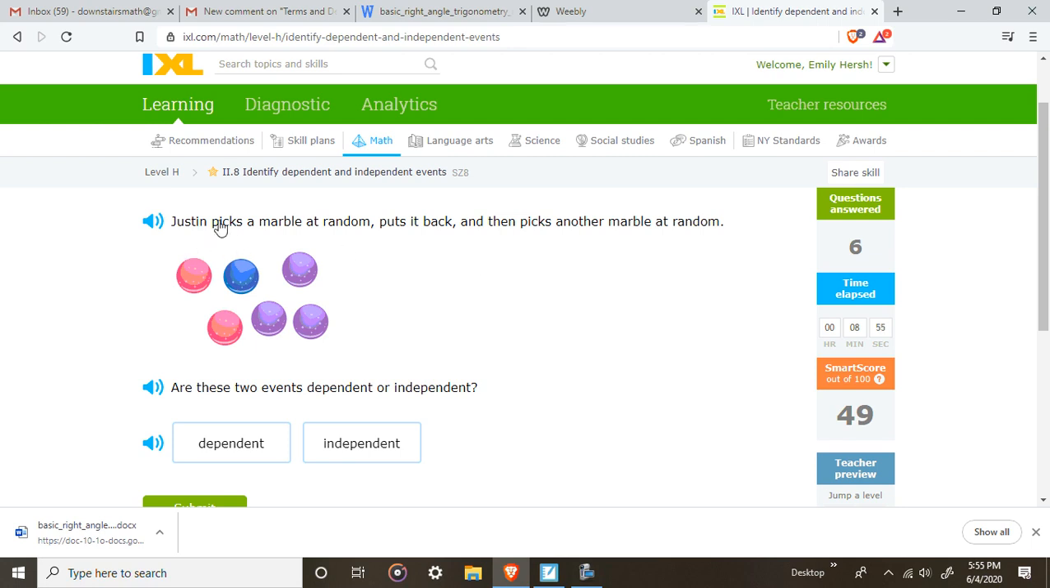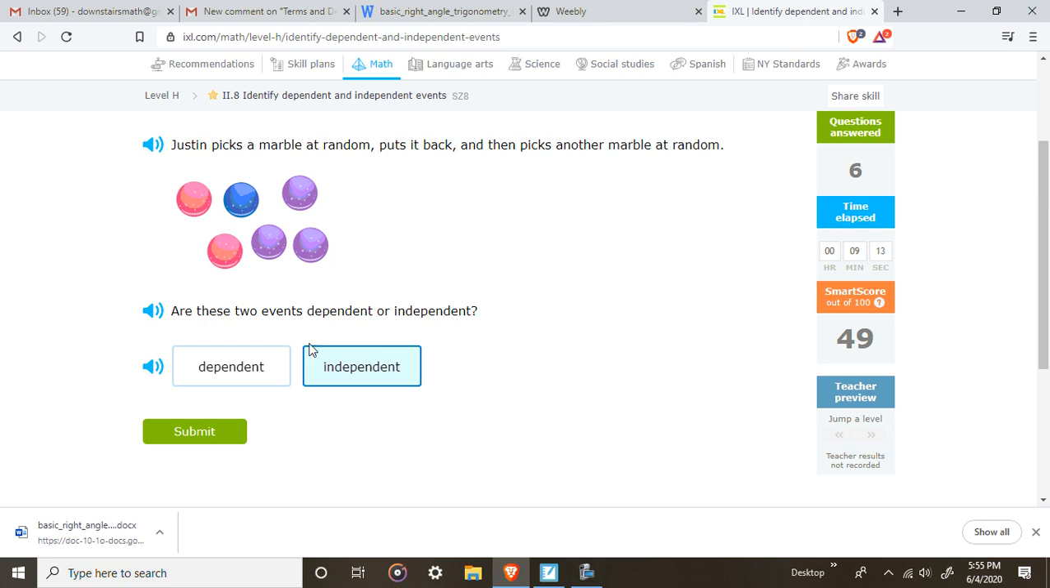Here again, Justin picks a marble at random and then puts it back. So Justin picks a marble at random, then puts it back, and then picks another marble at random. Well, the first choice he had 6, then he put it back. So he had a choice of 6 again, right? So these are independent events. They have no impact on each other because he put the marble back. He had 6 the first time and 6 the second time.